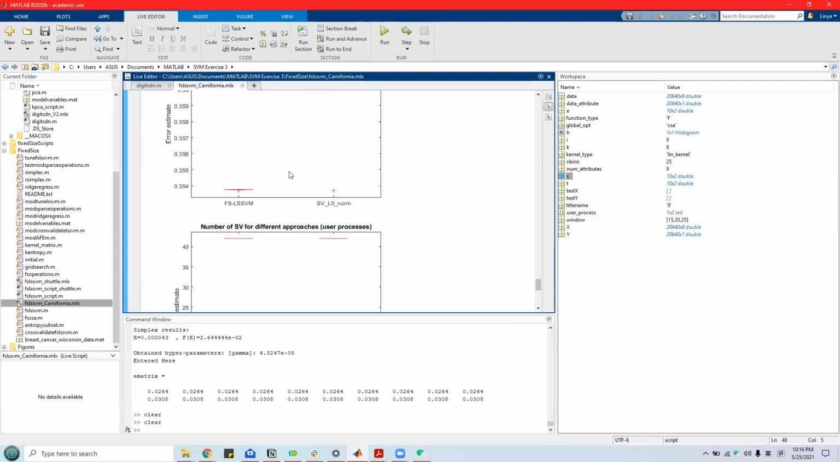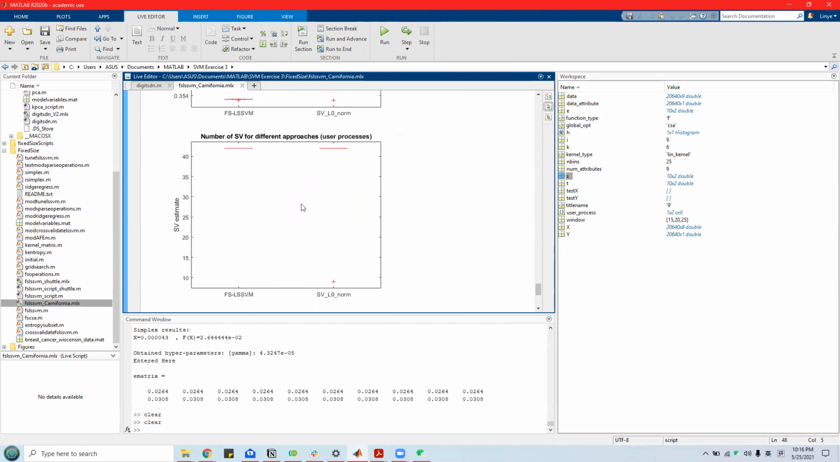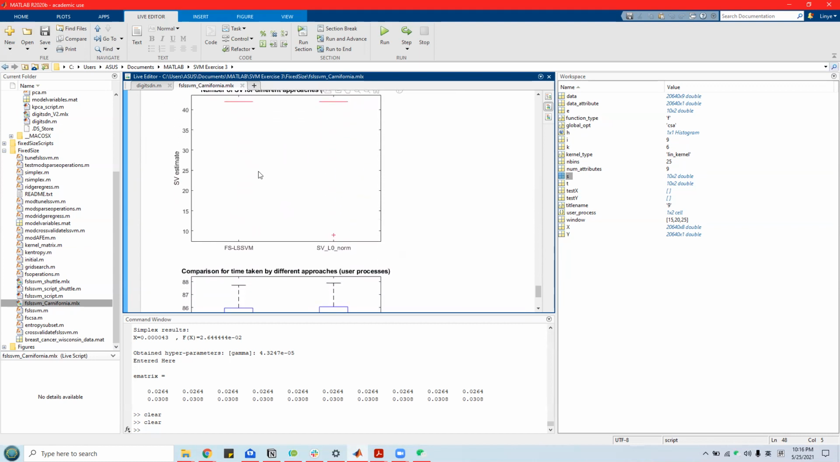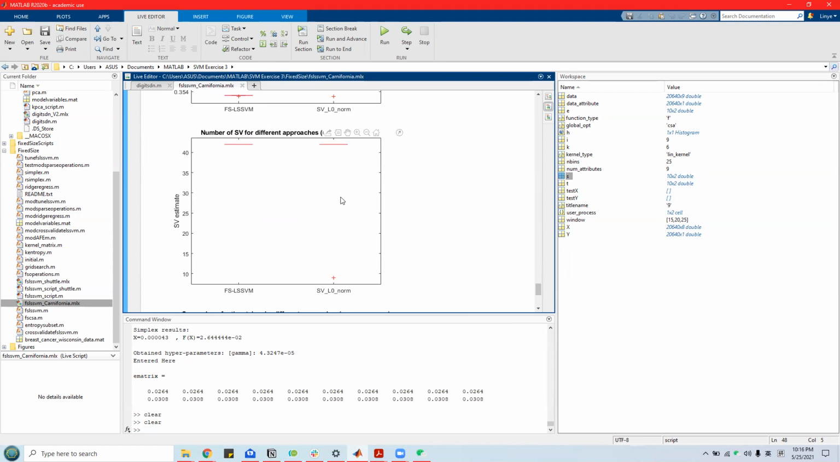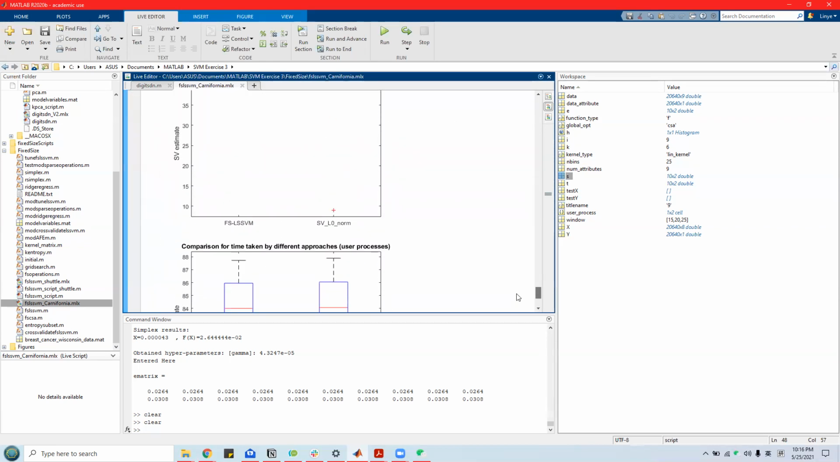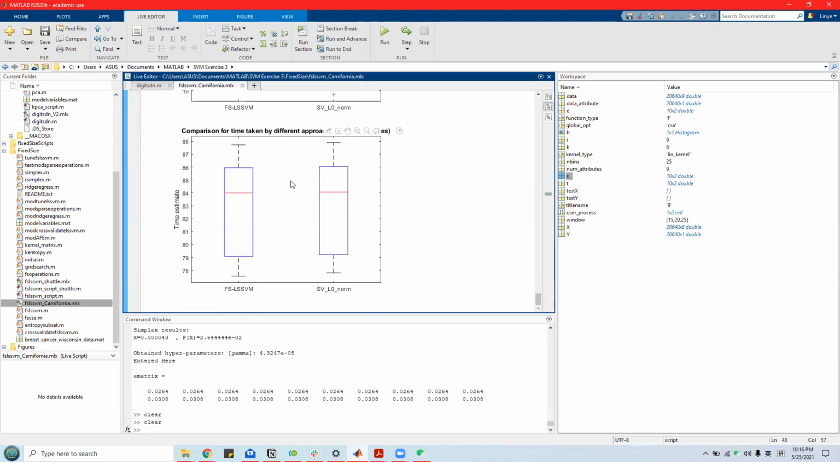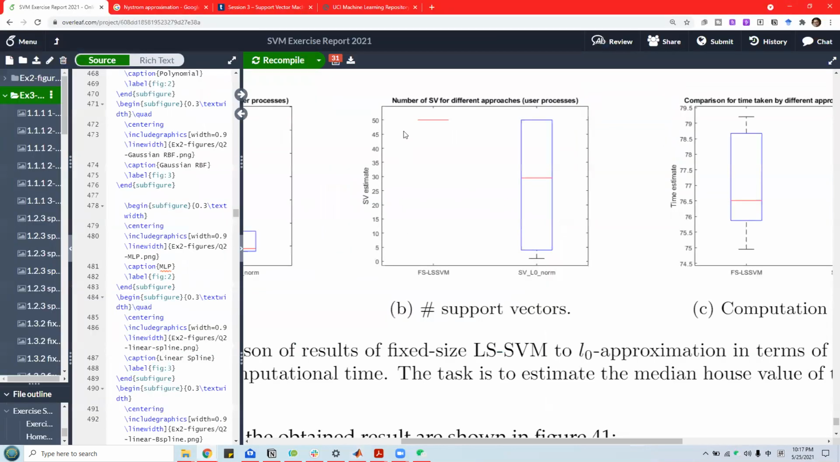So in general, for the California dataset, this test error should be lower. And this one, I'm not sure about, but in principle this one has more sparsity. So maybe you will sometimes observe this one has fewer support vectors. And the computation speed is the same, or close, basically. All right.